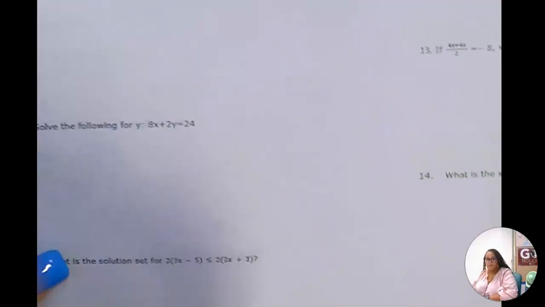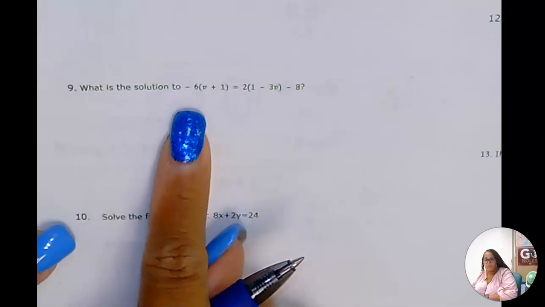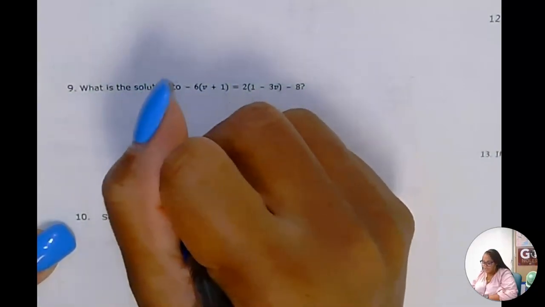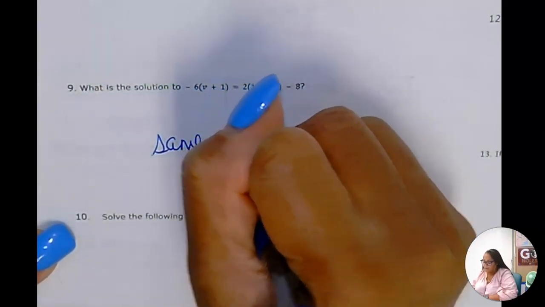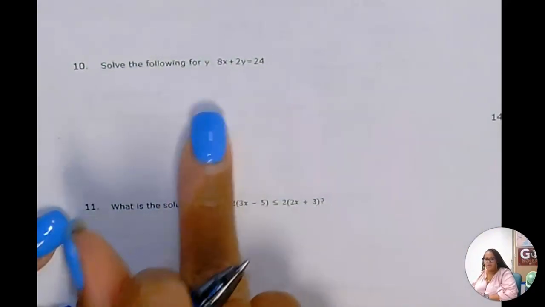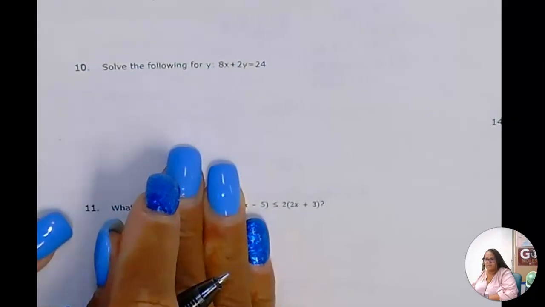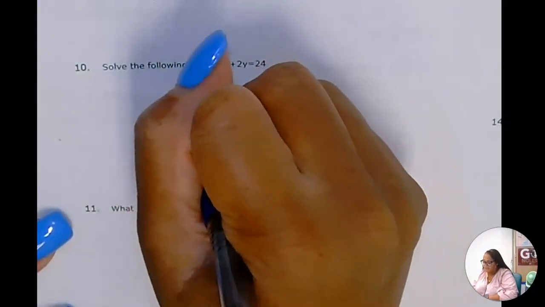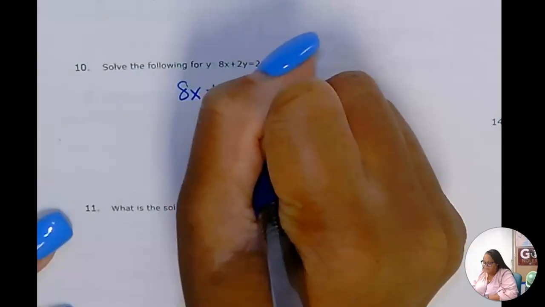All right, number 9. Another Desmos one, another one where we need to check the answer. Same as number 8. Here, these are kicking our bottoms. We have to be mindful of these numbers and values here.